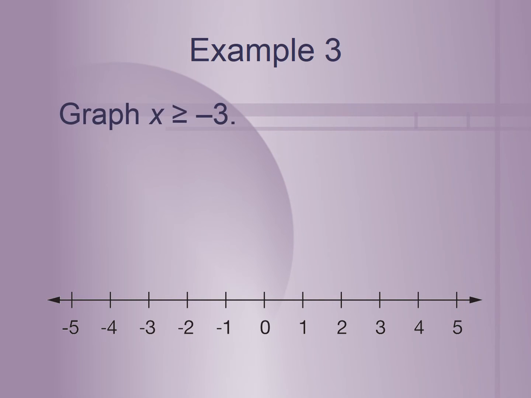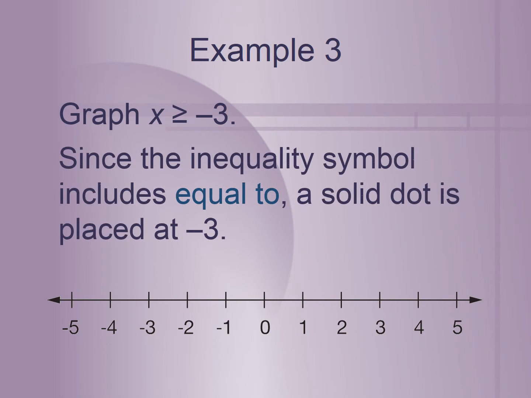So let's graph x is greater than or equal to negative 3. Since it can be negative 3, instead of a circle, we're going to put a solid dot at negative 3. And then we want all of the solutions that are greater than negative 3. So that means we're going to shade to the right. Notice again that the arrow matches the way that the inequality points.